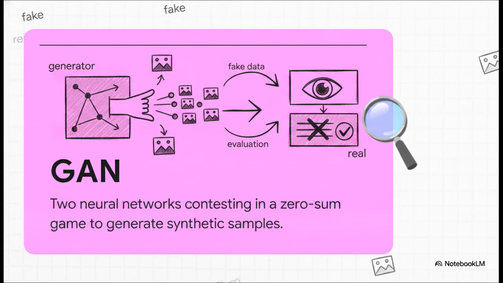Then we have GANs, or generative adversarial networks. The best way to think about this is like a super high-stakes game of cat and mouse. You essentially have 2 neural networks fighting in a zero-sum game. The generator network tries to create fake data, while the discriminator network tries to catch the fakes by comparing them against actual training samples. Over time, this adversarial loop forces the AI to create hyper-realistic synthetic data that the discriminator eventually just cannot tell apart from reality.